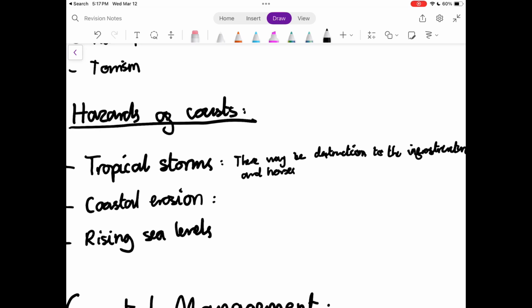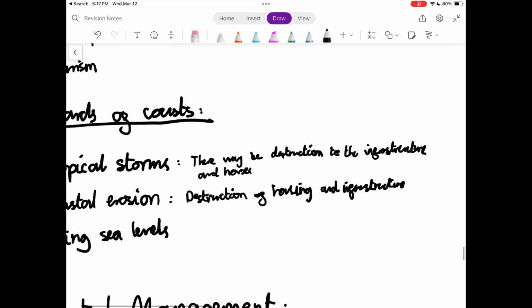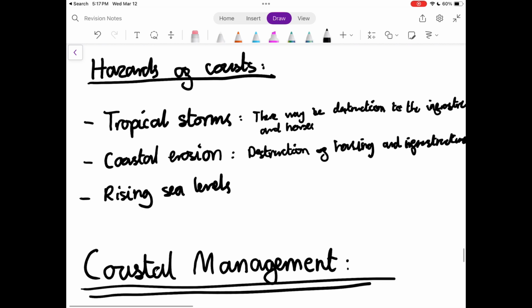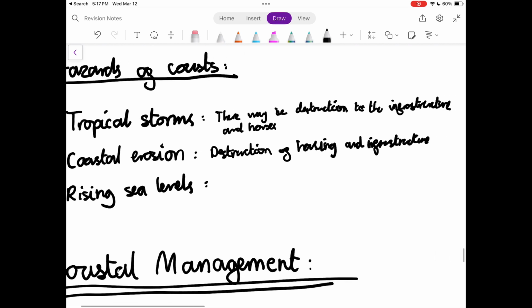So the next is coastal erosion. So this can again cause the destruction of housing and infrastructure. So coasts can also erode fertile land away. So farmers may be under unemployment because they won't be able to grow crops and produce income for themselves. So this could also lower the agricultural productivity in areas that are near to coasts, and therefore rising sea levels.